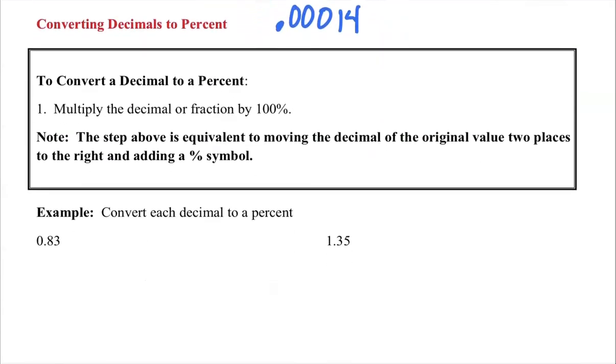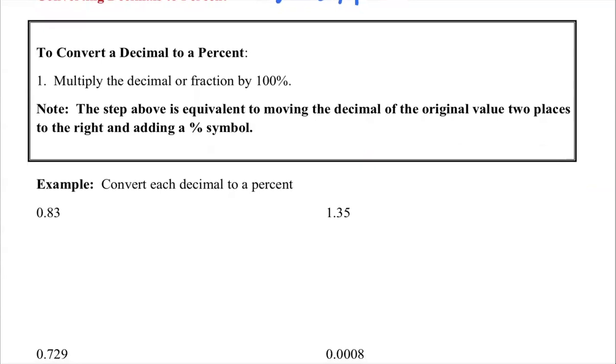To convert a decimal to a percent, multiply the decimal or fraction by 100%. Note that the step above is equivalent to moving the decimal 2 places to the right and adding a percent symbol. So we're doing kind of the opposite of what we just did. Convert each decimal to a percent.